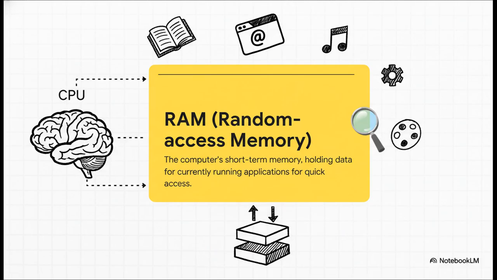Now, if the CPU is the brain, then RAM, or random access memory, is its short-term memory. It's kind of like the computer's workspace, where it keeps everything it's actively working on at that moment. You know when your computer slows to a crawl because you have way too many browser tabs open? Yep, that's your RAM hitting its limit. The more RAM you have, the more you can juggle at once without things getting sluggish.